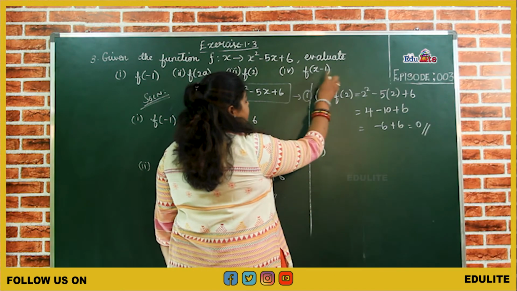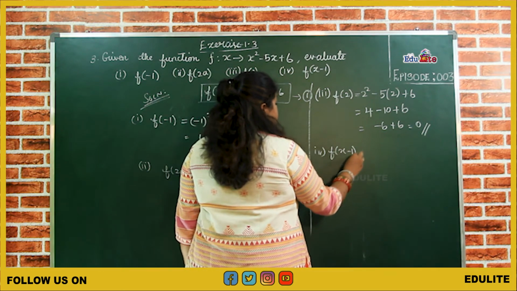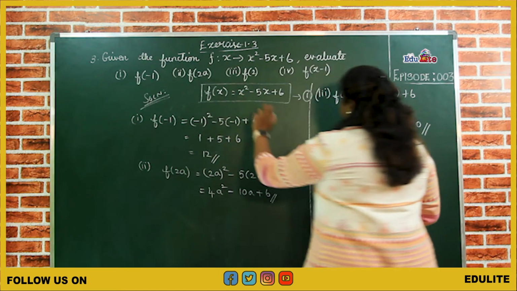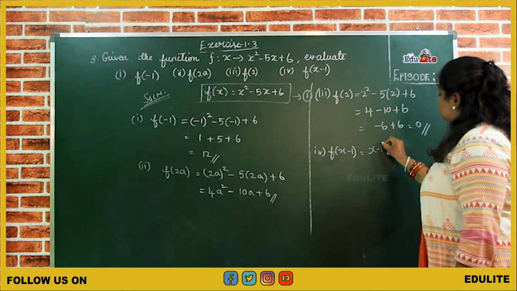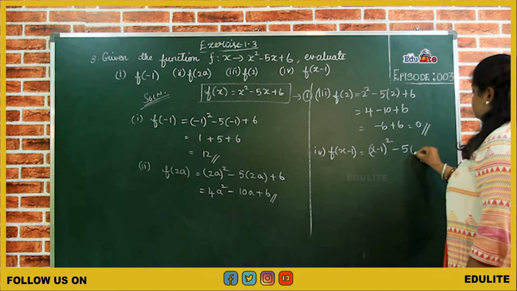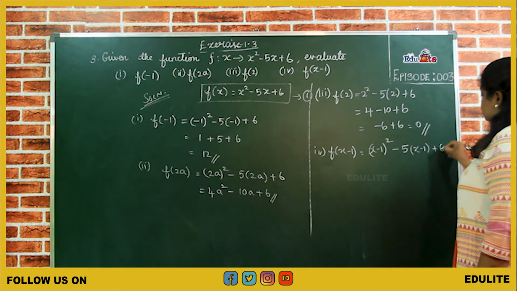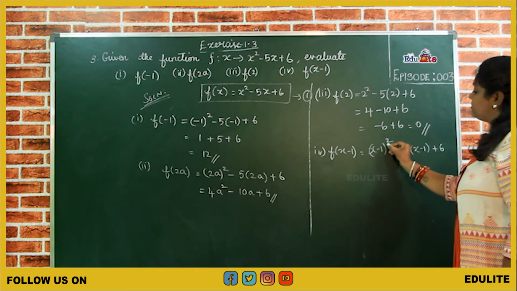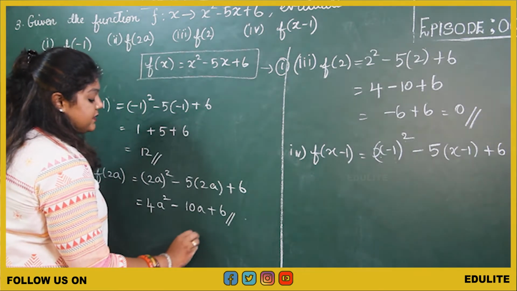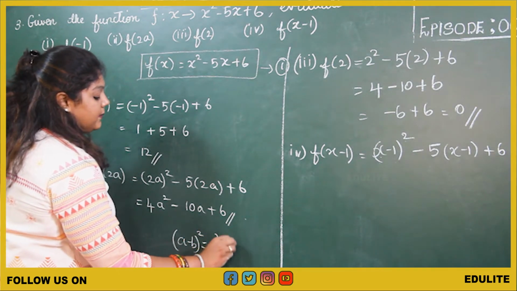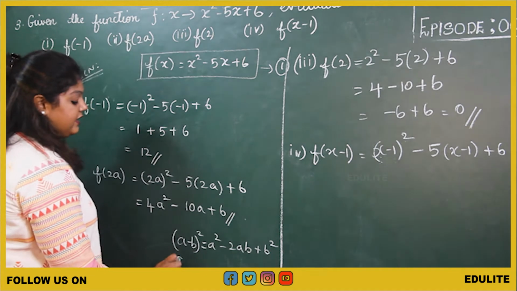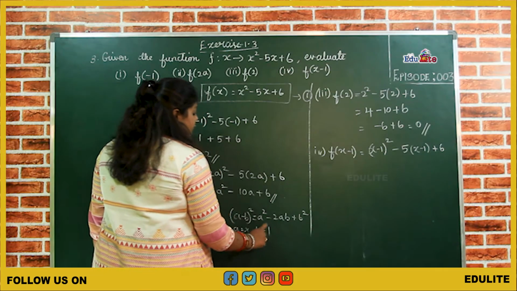Finally, we have to find f of x minus 1. In place of x, we have to substitute x minus 1. So, the given equation will become x minus 1 whole square minus 5 into, in place of x, we have to substitute x minus 1, plus 6. So, for this we have to use the a minus b whole square formula. What is the formula of a minus b whole square? a minus b whole square is a square minus 2ab plus b square, and for this relation a value is x and b value is 1. We will substitute in this.